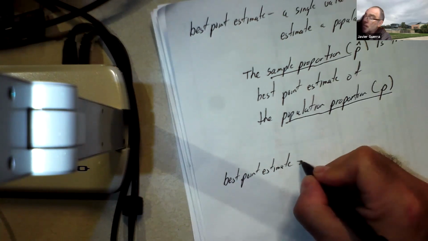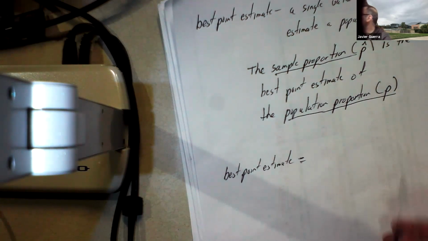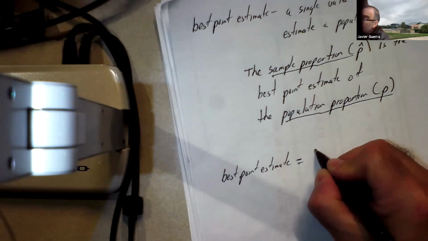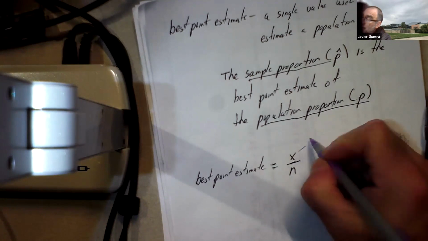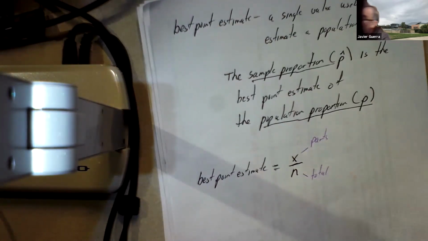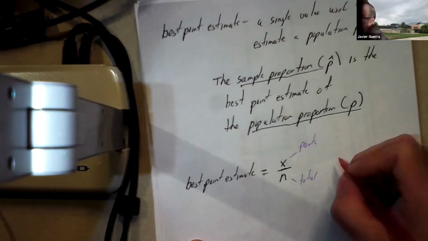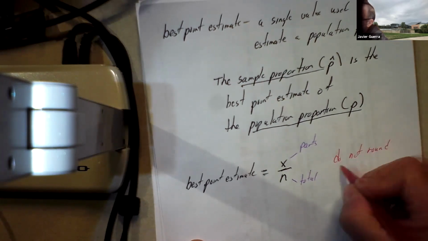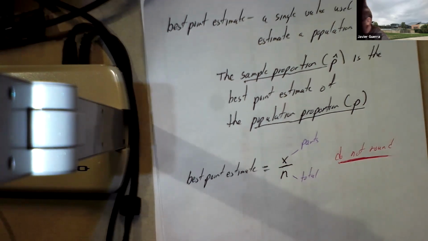So the best point estimate formula is, you guys remember in probability, it was parts over total. X over N. Parts over total. And it says here on the paper, do not round. Never round your best point estimate. Parts over total.